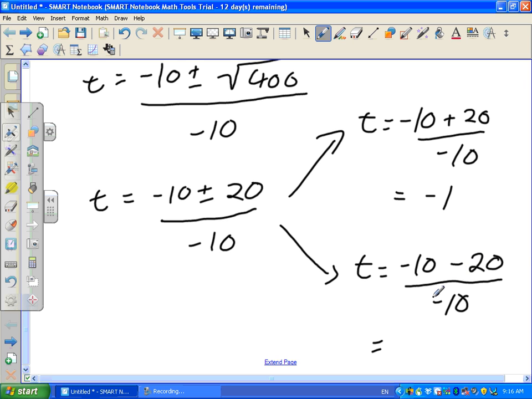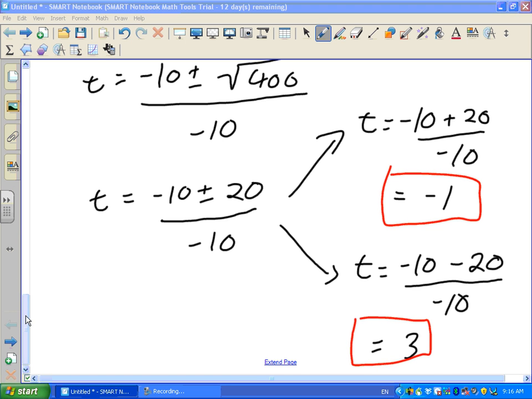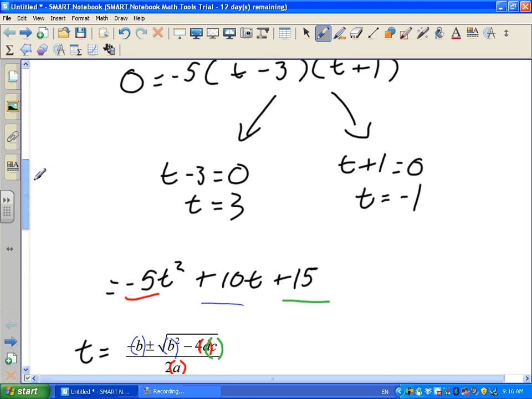Negative 30 divided by negative 10 is 3. So if we take a look at our answers, we'll circle them in red here. Negative 1 and 3. Go back up. Our answers are negative 1 and 3.